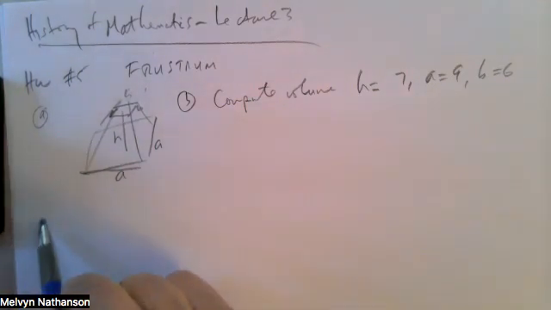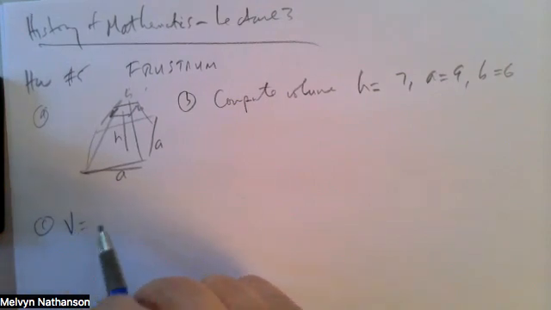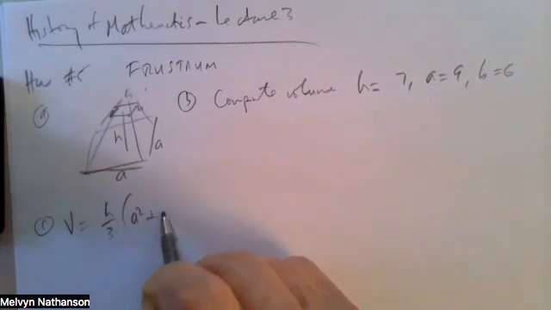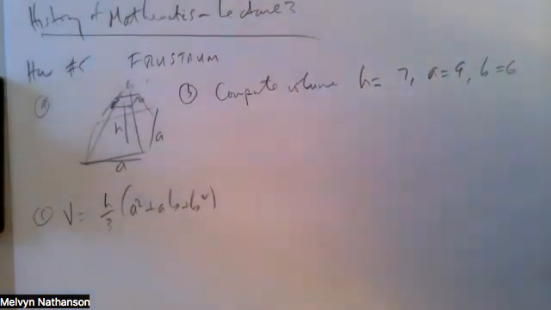In part C, we're supposed to prove the formula that the volume is a third of the height times a squared plus ab plus b squared. Right. Is there a question about this?